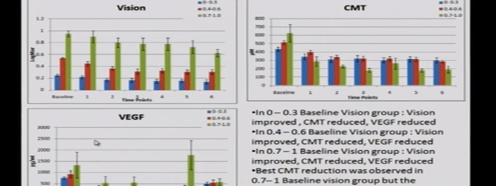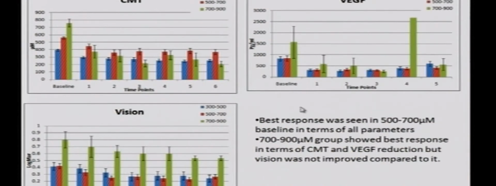Now what has happened to the VEGF in this? Understandably, the poor vision group had the highest VEGF, and the better vision group had lower VEGF. But you can see that over a period of time, this VEGF increased at about 4 months. So what about CMT? In CMT, it's like the higher CMT, yes, higher VEGF, and higher CMT had poorer vision. The vision has improved, the central macular thickness has reduced, but VEGF, as you can see, by the 4th month, gave a surge in that group also.